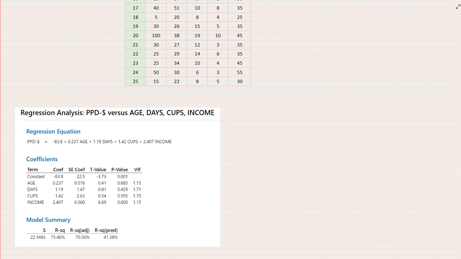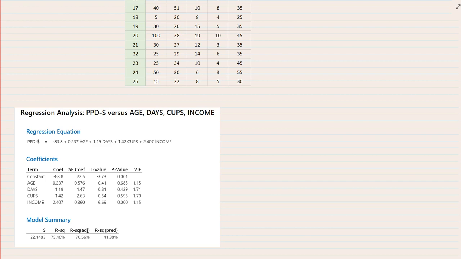Here is our regression equation. The prepaid amount purchased is equal to negative 83.8. That would be like the y-intercept, assuming age, days, cups, and income are 0. The interpretation of that would be meaningless, negative $84 in this case, but it has to be there in order to make this regression model work appropriately. And we have 0.237 times age, plus 1.19 times days, plus 1.42 cups, plus 2.407 income.